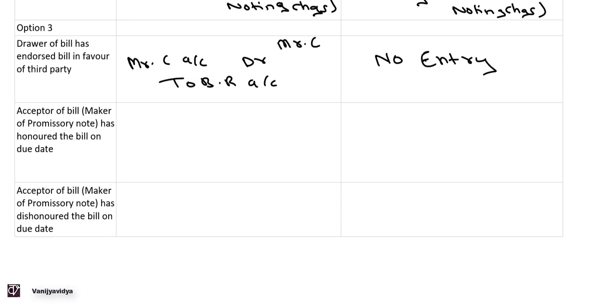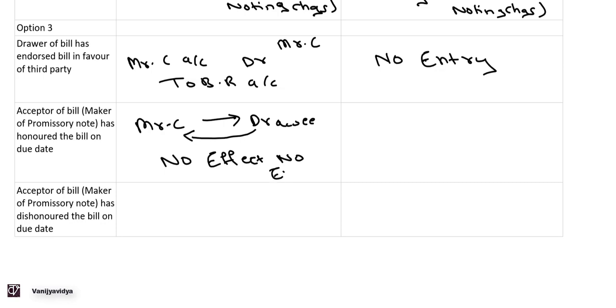Acceptor of the bill or the maker of the promissory note has honored the bill. So he has honored the bill and made the payment. Now Mr. C will go to the drawee, and since the bill is endorsed to Mr. C, the drawee will directly make the payment to Mr. C. So there is no impact in the books of drawer. So no effect, so no entry. Since the bill he has already endorsed it, there is no bills receivable in the books of drawer. So there is no effect or no entry for this.